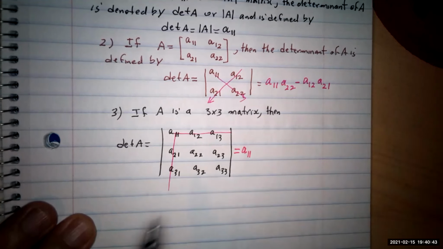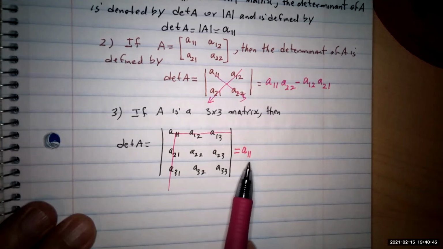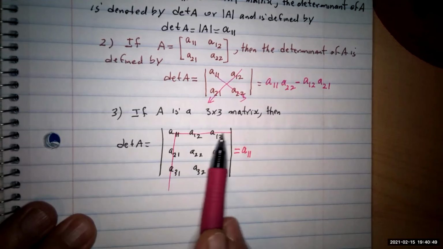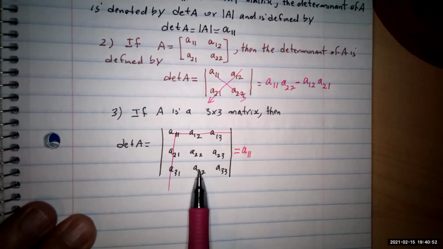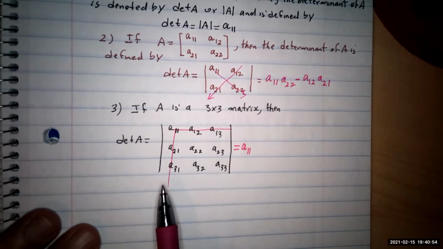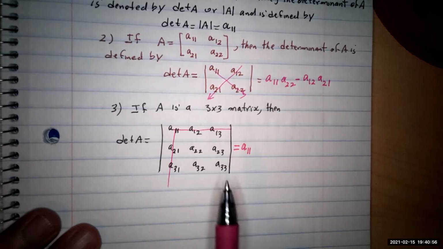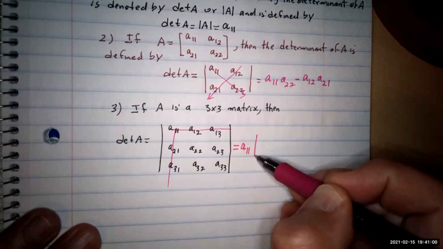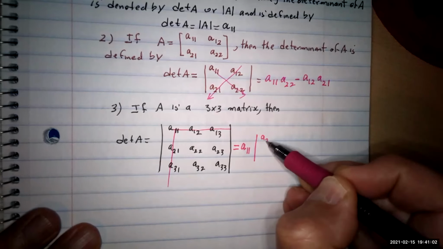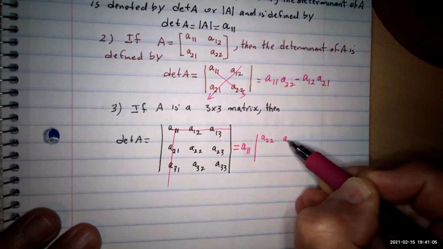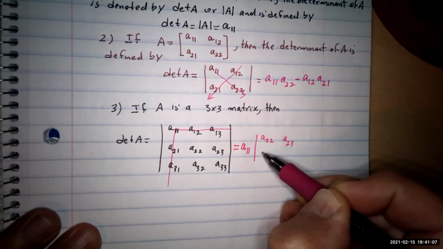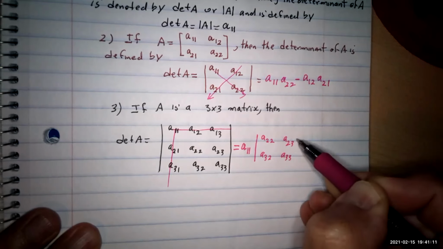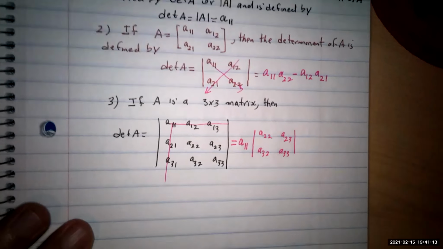Okay, A11 now. The position of the 11 is the first row, first column. So we eliminate the first row and the first column and multiply by the determinant of the leftover. The leftover is a 2 by 2 matrix: A22, A23, A32 and A33. Okay, so that's going to be the first part.